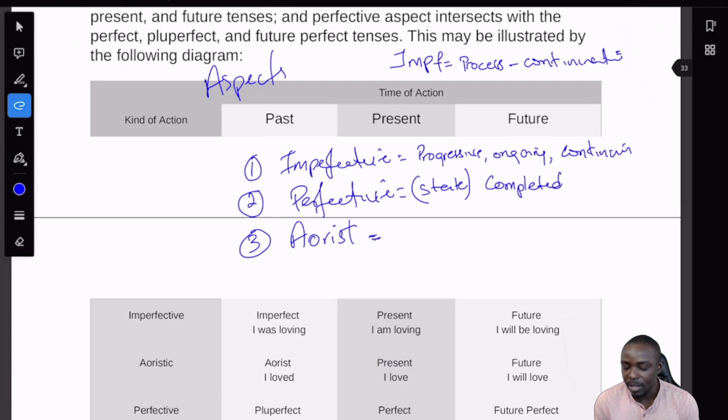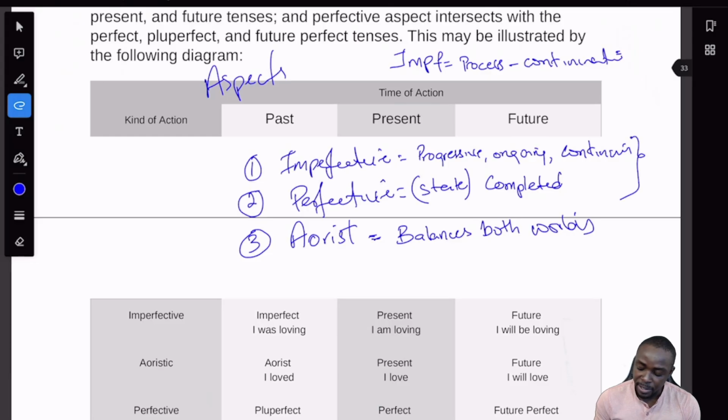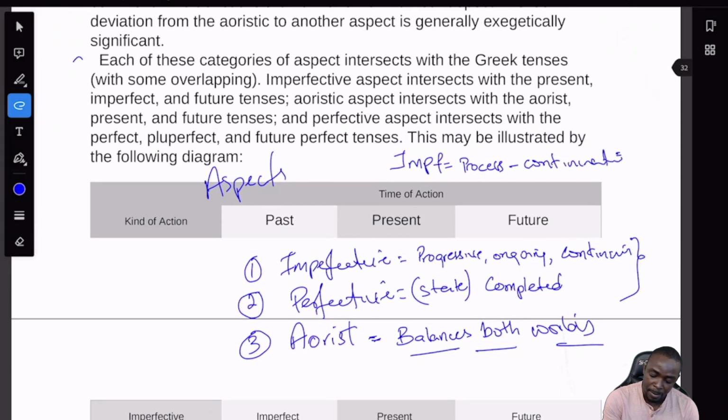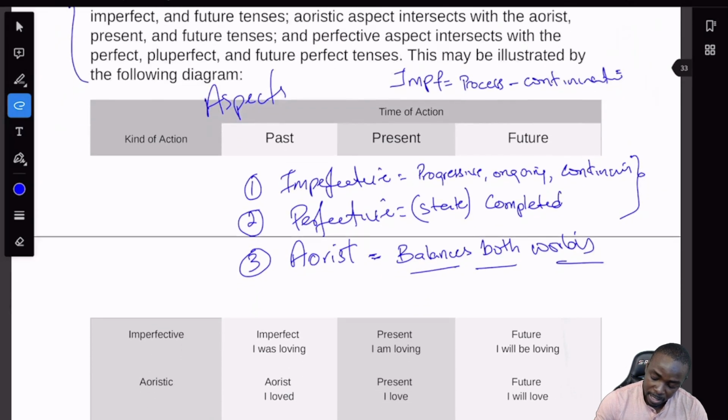And in a sense, the aorist balances both worlds, these two worlds up here, right? The aorist balances both worlds, where you're going to get the imperfective and the perfective in the aorist. And he kind of tells you that here: guess what, my dear friends? There is no one clear-cut way to just take the aspects, because they overlap. They intersect, he says. They overlap with each other. So let's look at this a little bit more.